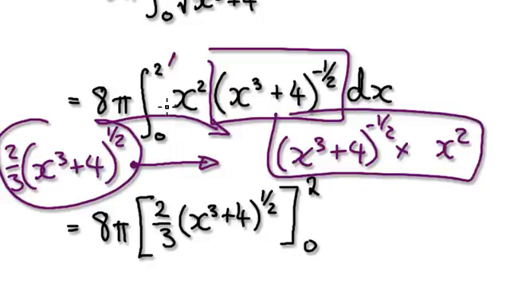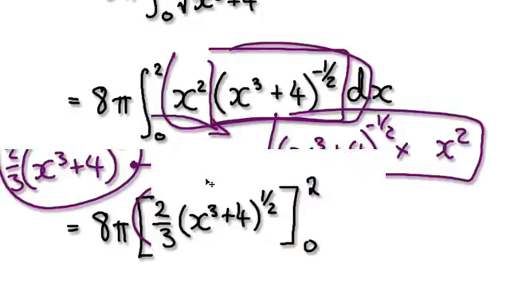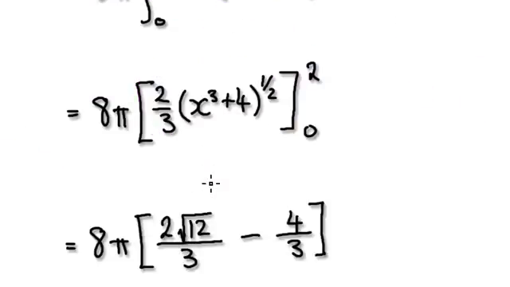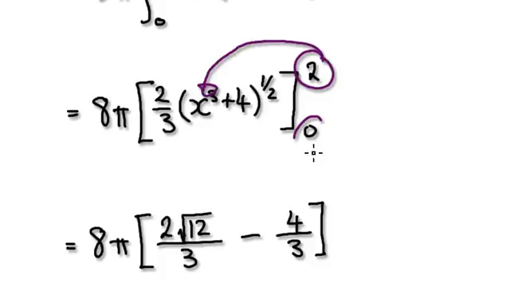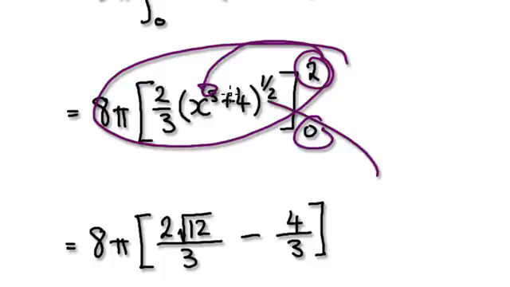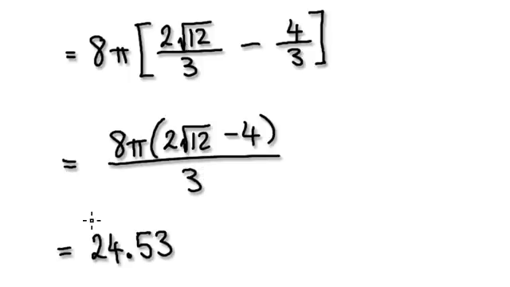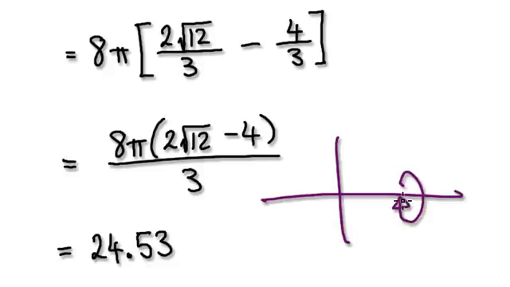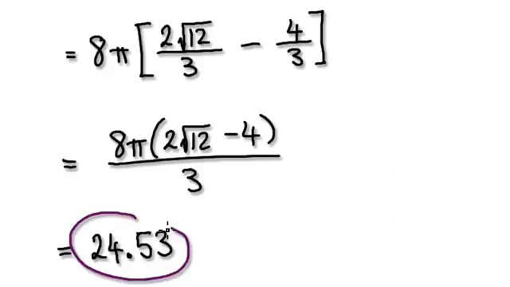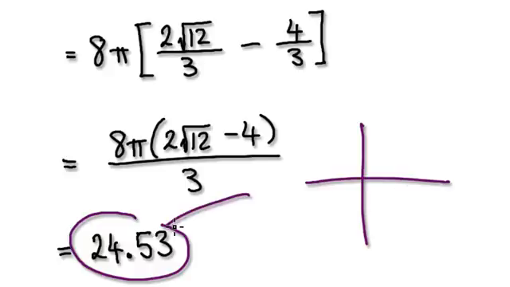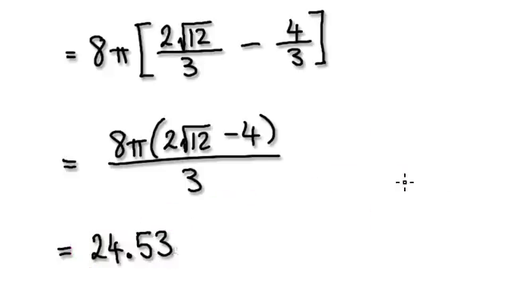Well, integrate this, it will give you this, and then evaluate it. Put it into here, and then take away this, which will then give you this, and then the answer is this. In the next video we're going to rotate it along the x-axis, but for this video, rotating it along the y-axis, it will give you a volume of 24.53. In the next video we're going to look at it rotating around the x-axis.